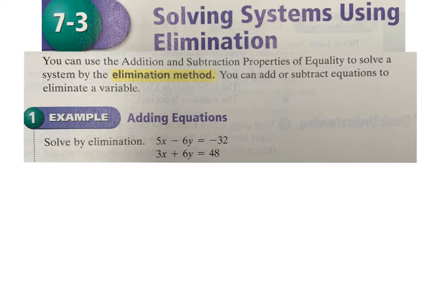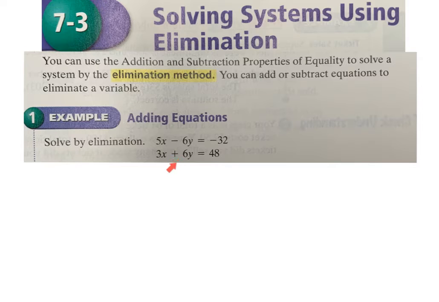The point of elimination is that you eliminate one of your variables. All right. You eliminate one of your variables by adding the two equations. So before you even start this method, you have to first make sure that one of your variables will eliminate when you add them, all right? So if I look at these equations that they have given me, 5 plus 3 does not eliminate. But if I look at the y's, I have negative 6 and positive 6.